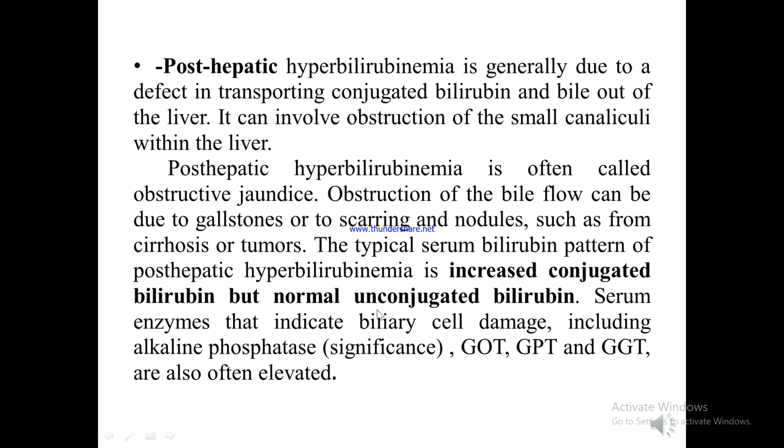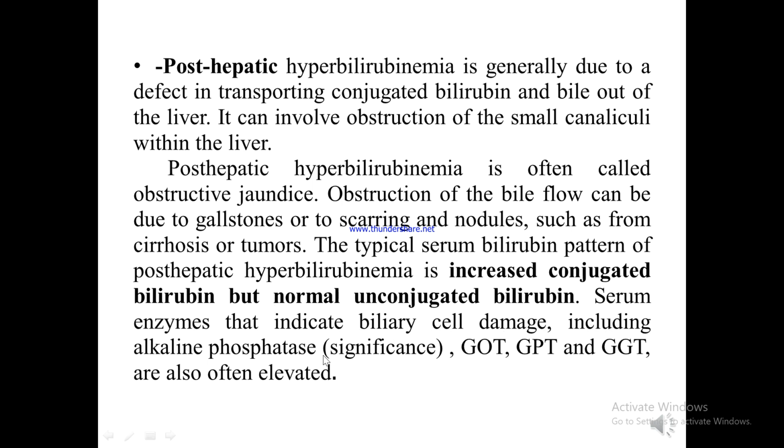Here all the amount of unconjugated bilirubin has been converted to conjugated. Okay, but the conjugated bilirubin here is still accumulated and cannot be retained or converted to urobilinogen or stercobilinogen. Okay, so unconjugated bilirubin is normal and conjugated bilirubin is increased.